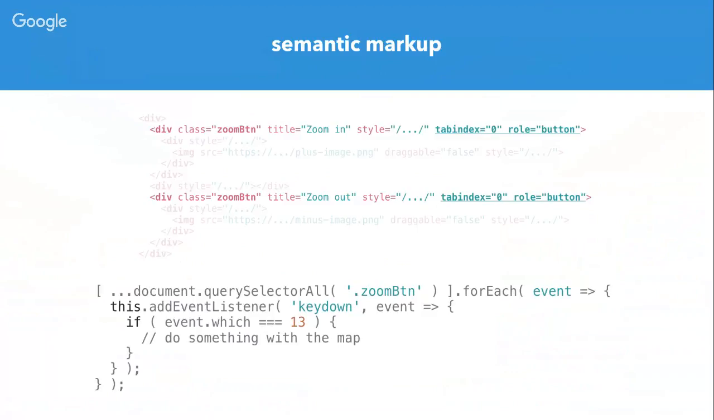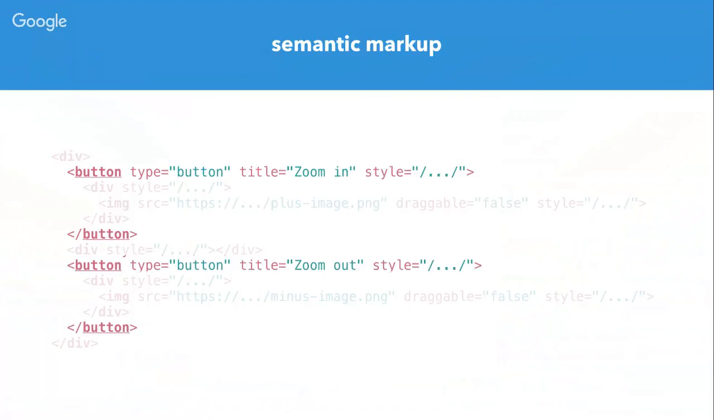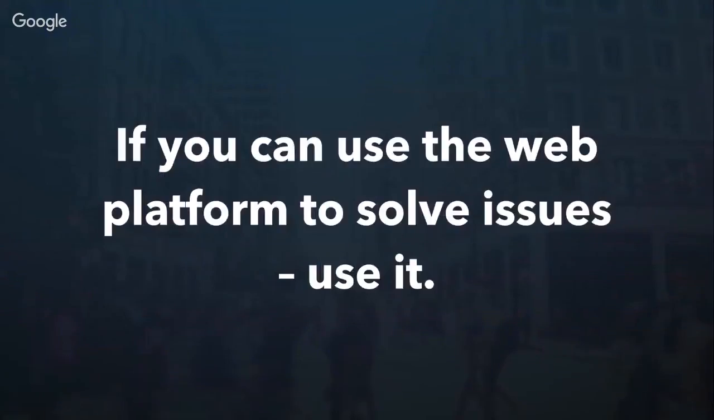And at the end, it all boils down to the fact that, well, maybe we should just care about semantic markup and just use a button. If you can use the web platform to solve issues, just use it. I mean, you have support for more environments. Browser vendors can optimize. Less code is always better code. And I see a lot of people smiling about semantic markup, but it's neither simple nor unimportant.